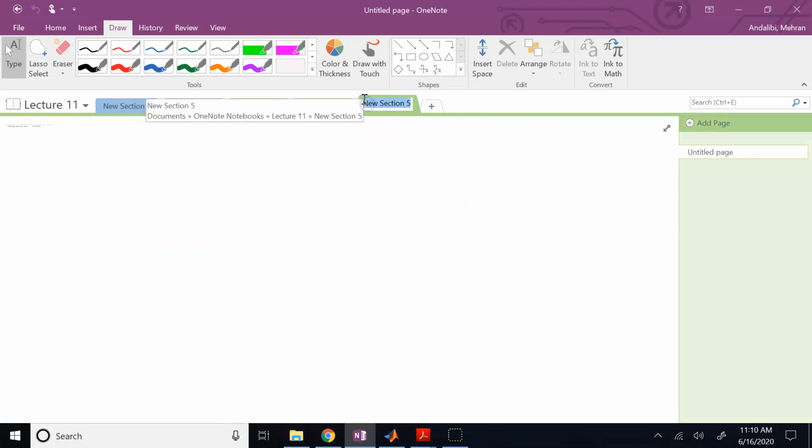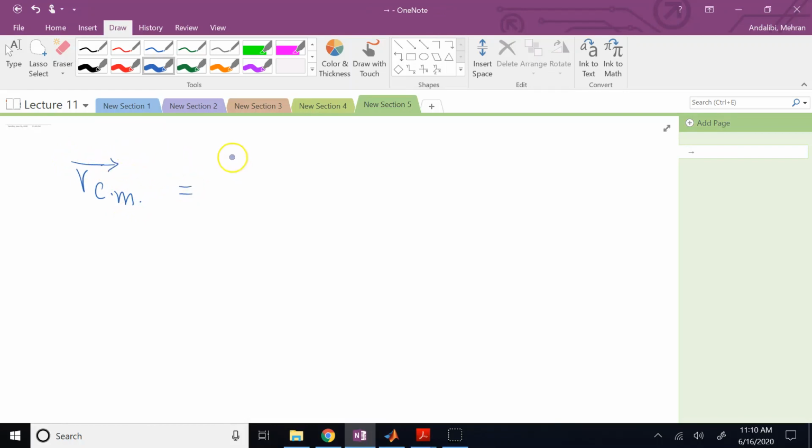If you remember, R of Cm, the position of the centroid, if you have two particles, was Ra Ma plus Rb Mb divided by Ma plus Mb.